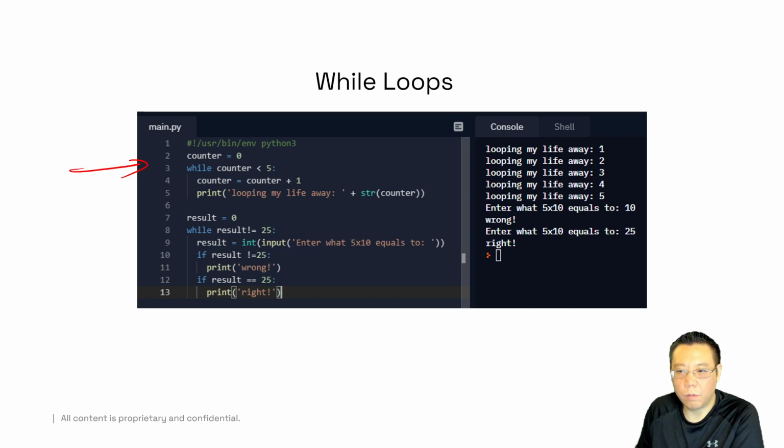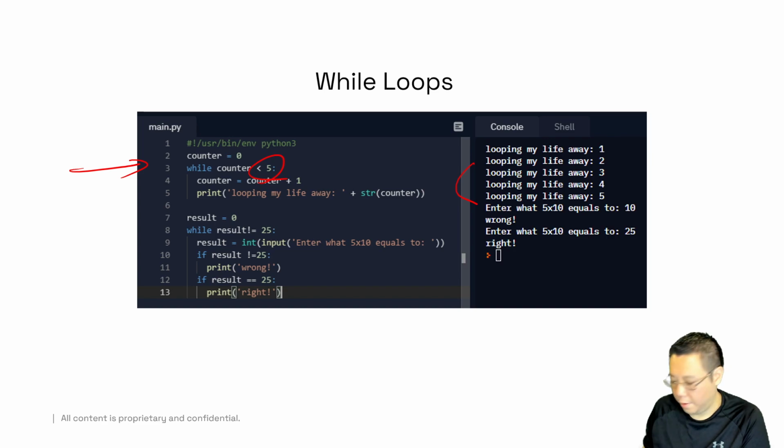Now, here's what's going on. Counter equals 0, and while counter is less than 5, loop my life away. So basically exit the loop after 5 runs, right? 5 will not be less than 5 pretty soon, so we exit the loop after 5 times.